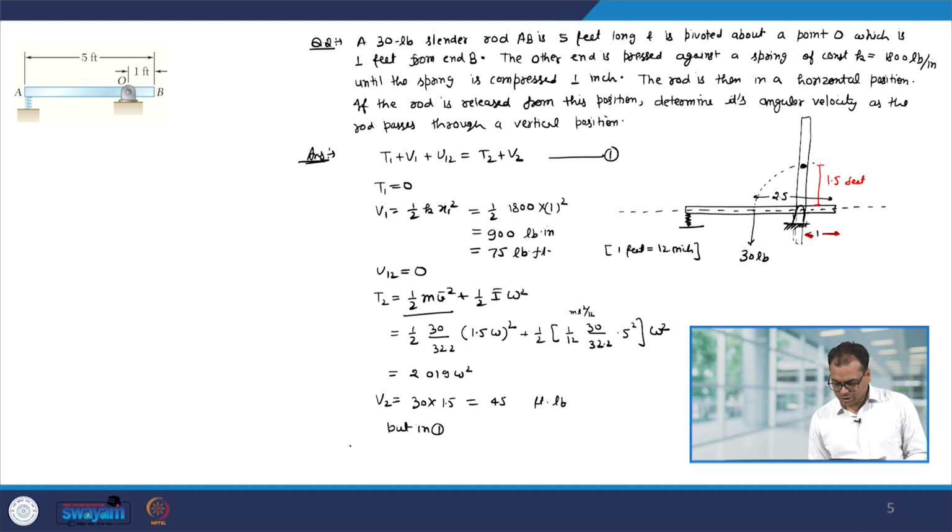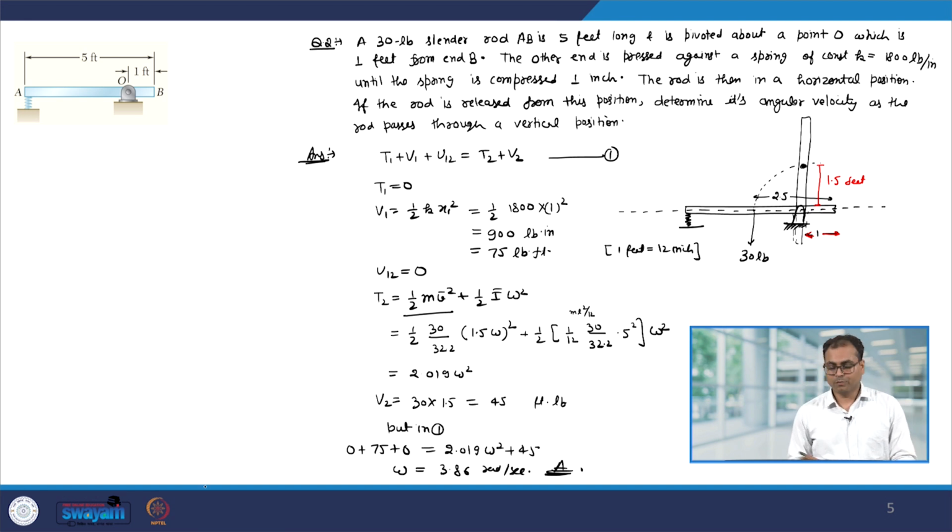So, we have 0 plus 75 plus 0 equal to 2.019 omega square plus 45, and that gives you omega equal to 3.86 radian per second. Okay. Now, let us look at one more problem.